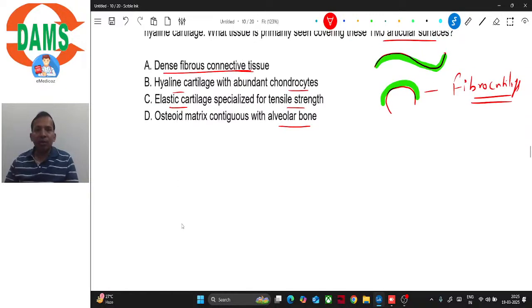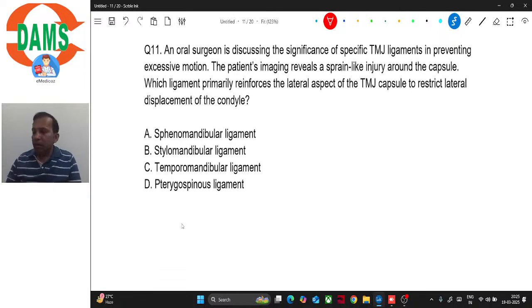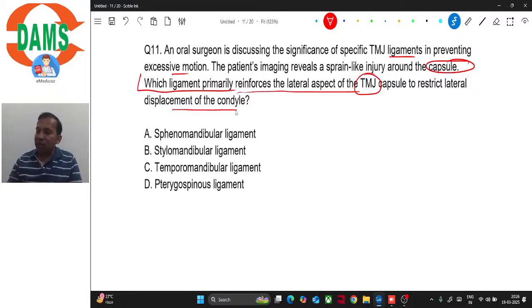So let's go to the next question. An oral surgeon is discussing the significance of specific TMJ ligaments in preventing excessive motion. The patient's imaging reveals a sprain-like injury around the capsule. Which ligament primarily reinforces the lateral aspect of the TMJ? So basically the important part of this question is which ligament primarily reinforces the lateral aspect of the TMJ capsule to restrict displacement of the condyle.